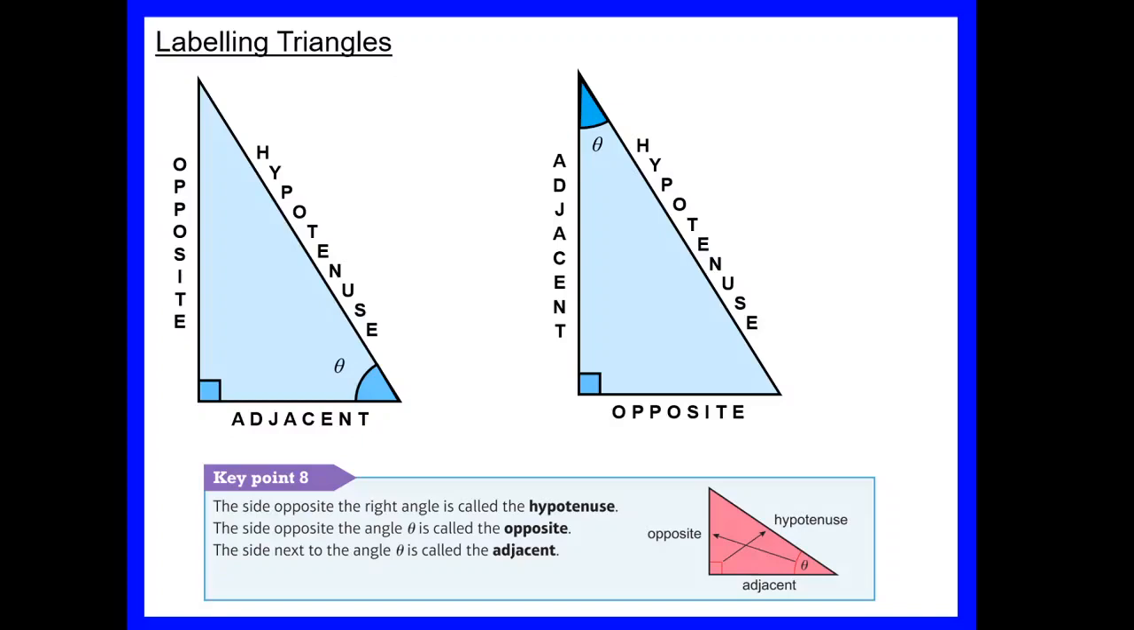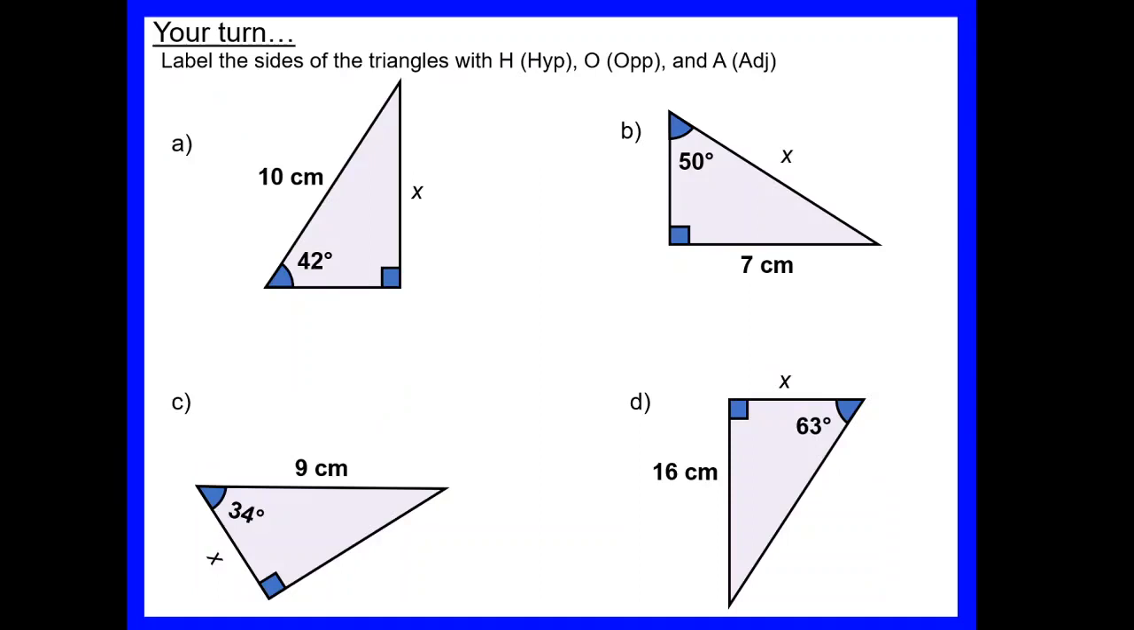Okay, let's just check that we've understood that correctly. There are 4 triangles there. You need to copy the triangles and write H, O and A, H for hypotenuse, O for opposite and A for adjacent, by the correct side. So pause the video, have a go at that now.